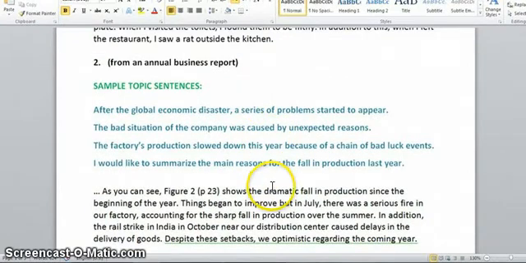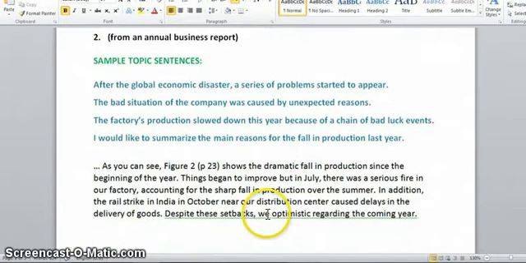This paragraph comes from an annual business report, and let's take a look again and see if we can get what the main idea of the paragraph is about, and from there build our topic sentence. As you can see, figure 2, page 23, shows the dramatic fall in production since the beginning of the year. Things began to improve, but in July there was a serious fire in our factory, accounting for the sharp fall in production over the summer. In addition, the rail strike in India in October near our distribution center caused delays in the delivery of goods. Despite these setbacks, we're optimistic regarding the coming year.